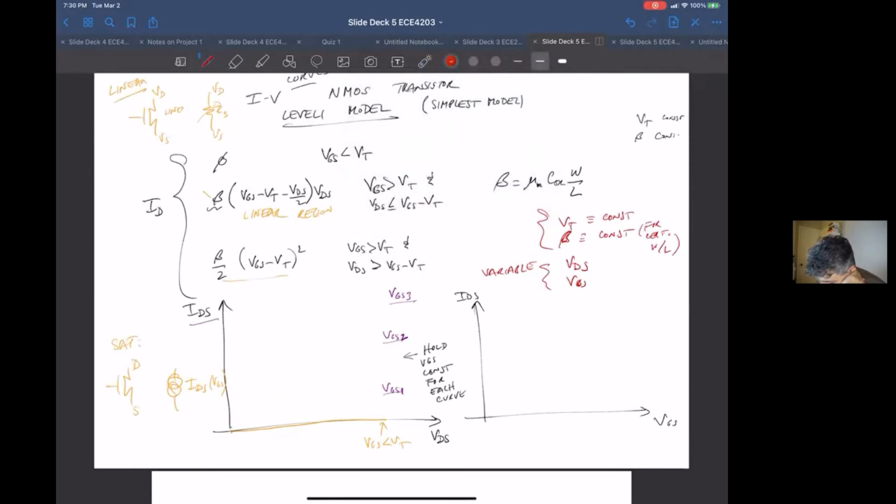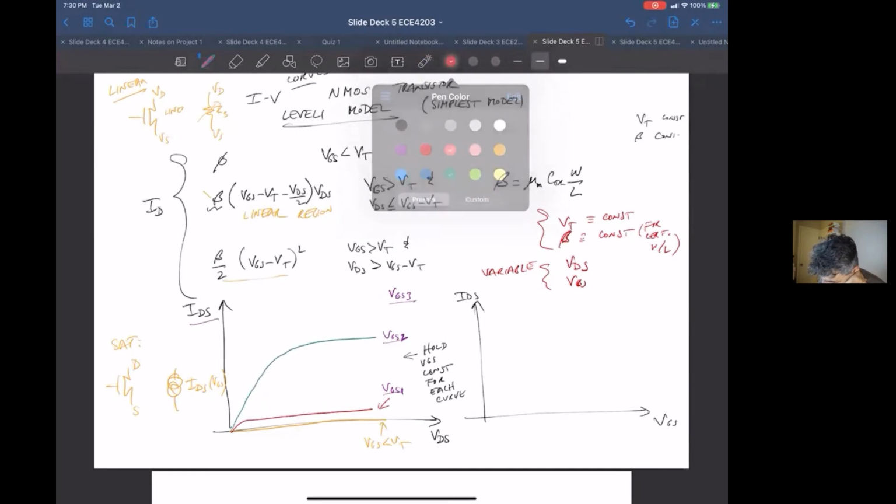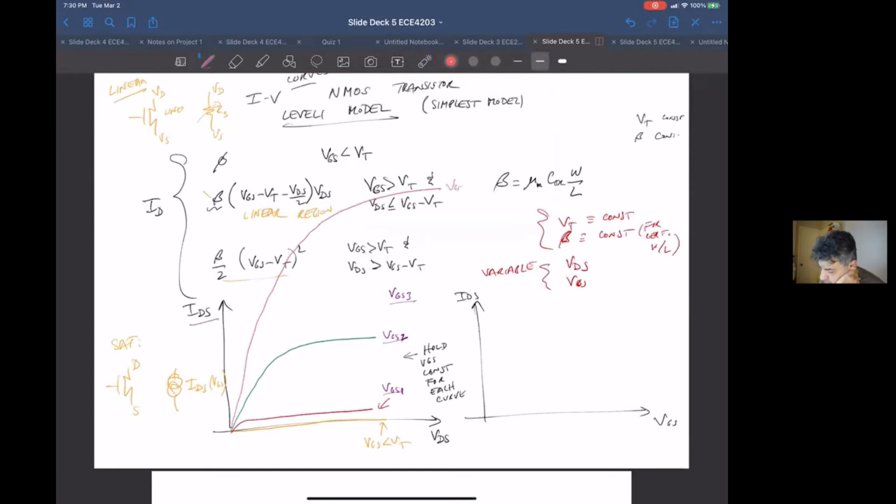They would look like this. So that would be VGS1. VGS2 would look like that. And VGS3 would look like that. So let's say each one of these was 500 millivolts away from each other or something like that, because we've got this square law behavior.